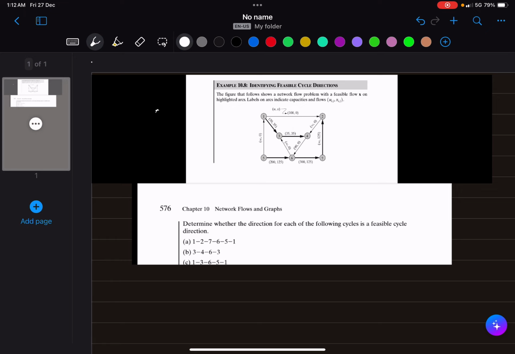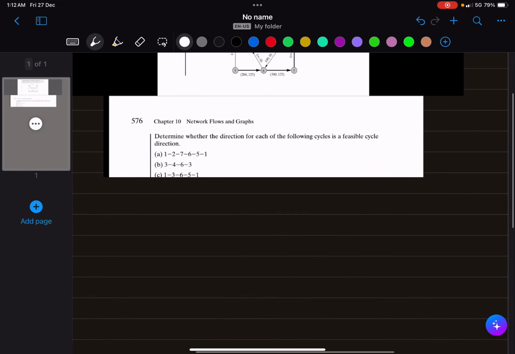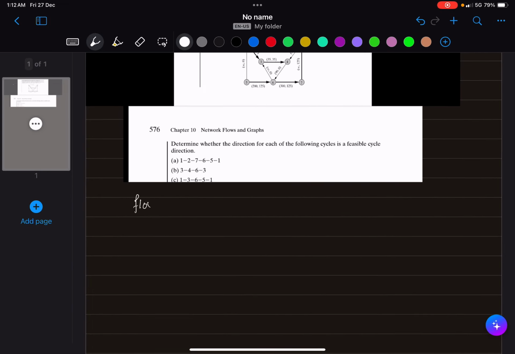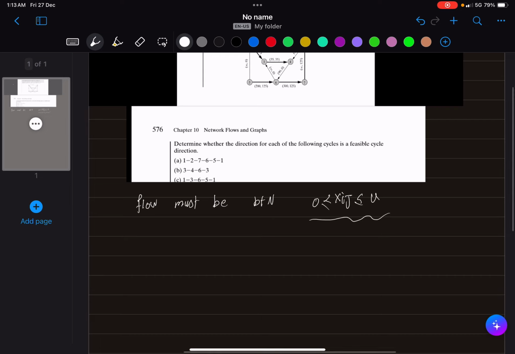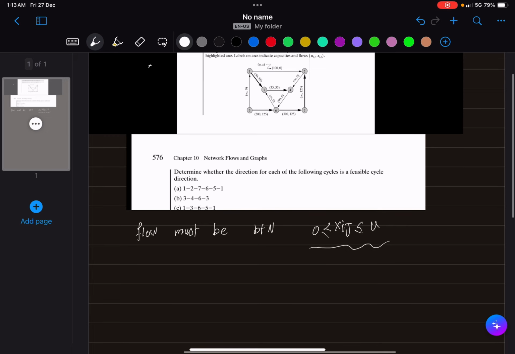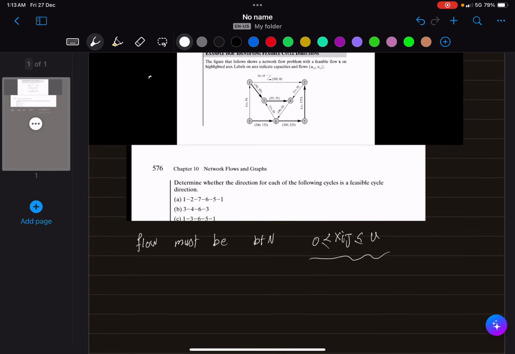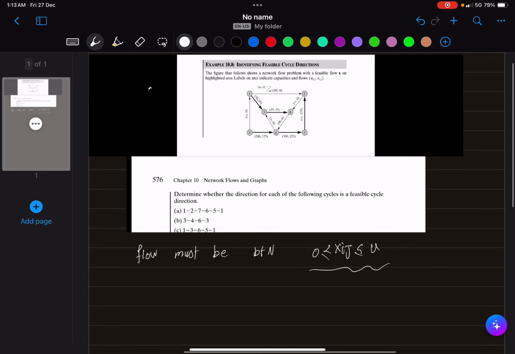Cycle direction. To know if it's feasible, first the flow x ij, depending on the node, must be between 0 and u. So the flow can't be less than 0 or exceed the upper limit for the arc. So let's see.